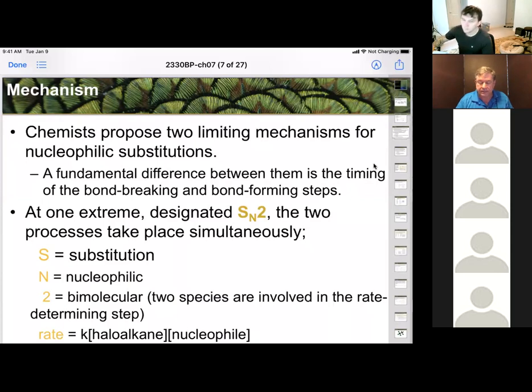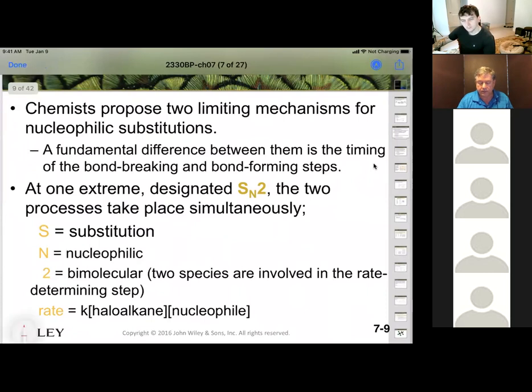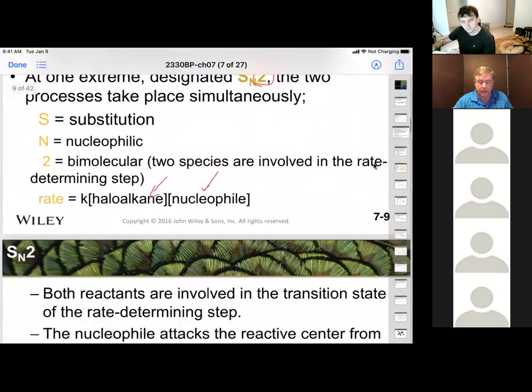So that's another way to think about it: if you have two things in your rate law, right here, it's going to be bimolecular, two things in your rate law. Okay.